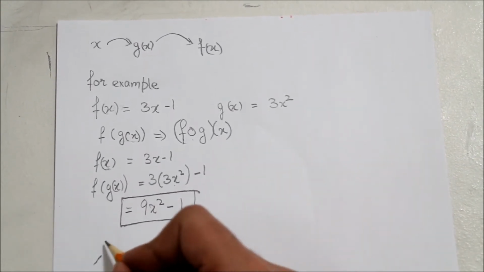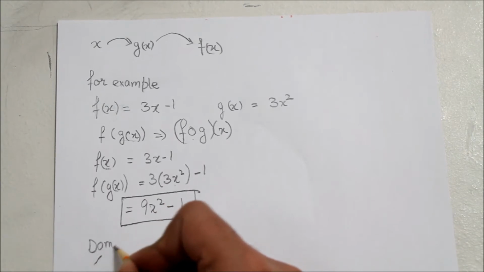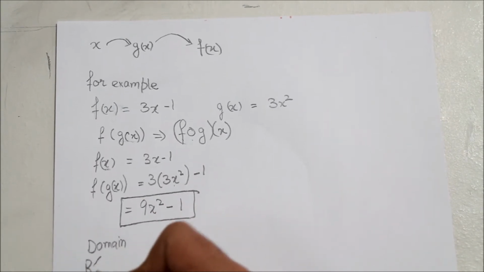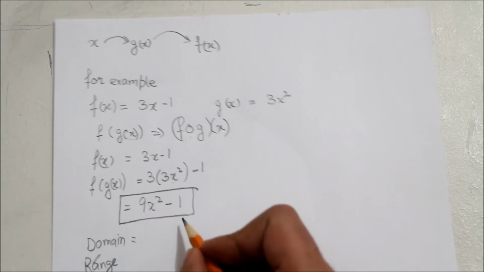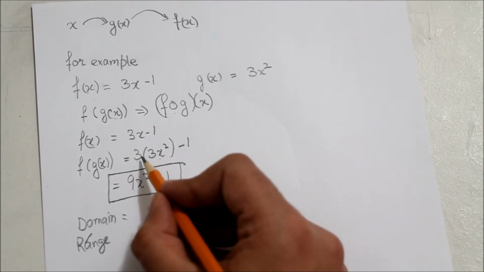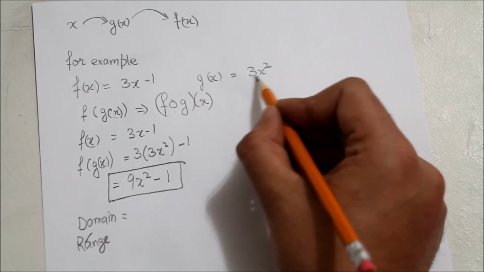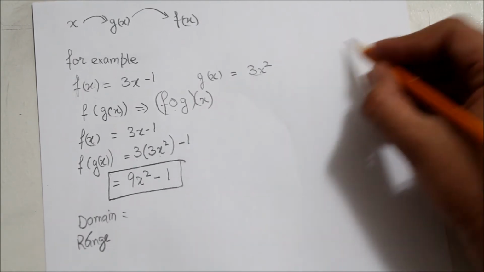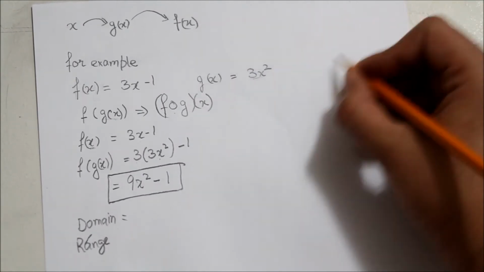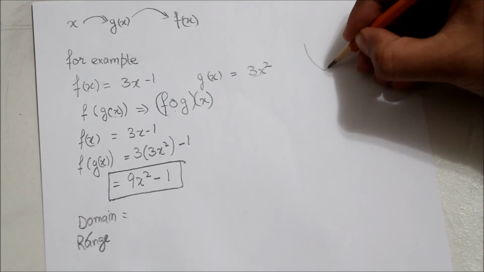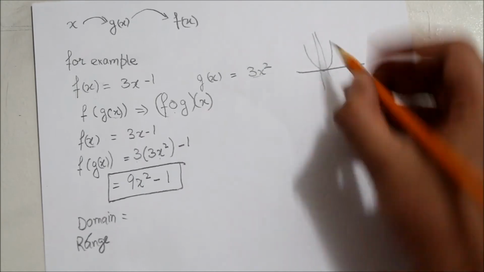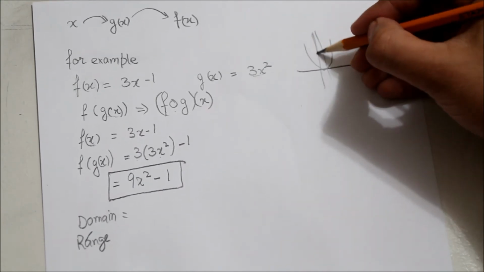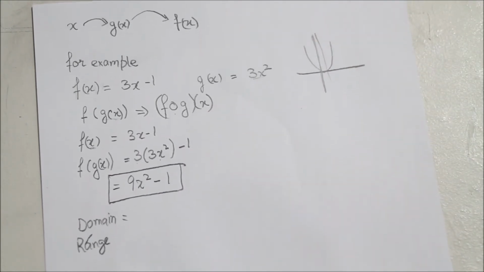And now we're supposed to find domain and range. Now how do we do that? We'll look at our function. This is a quadratic function, so it'll make a parabola, something like this. So it'll go like this.